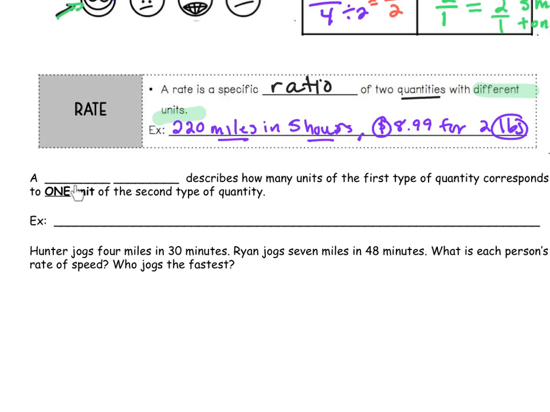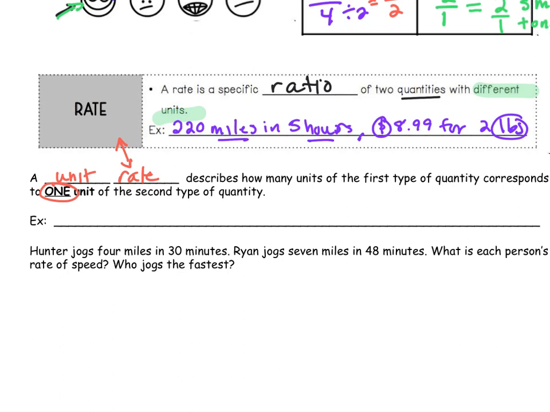So our next definition is a blank describes how many units of the first type of quantity corresponds to 1 unit of the second type of quantity. And this is known as a unit rate. You're going to notice it has the word rate. So we know that it's going to be 2 different types of quantities, but what's important is the fact that we mentioned unit. So when you hear unit, it's talking about 1.